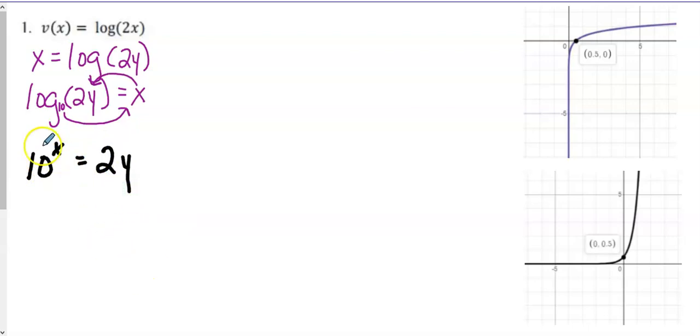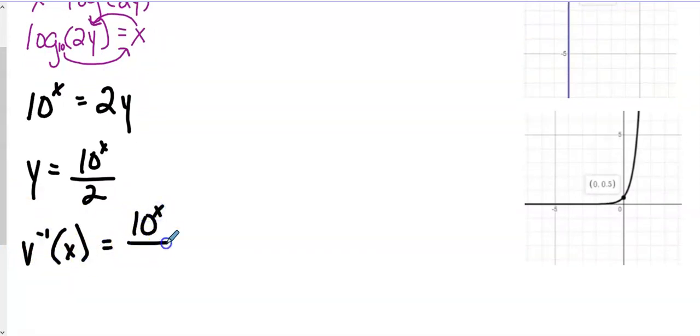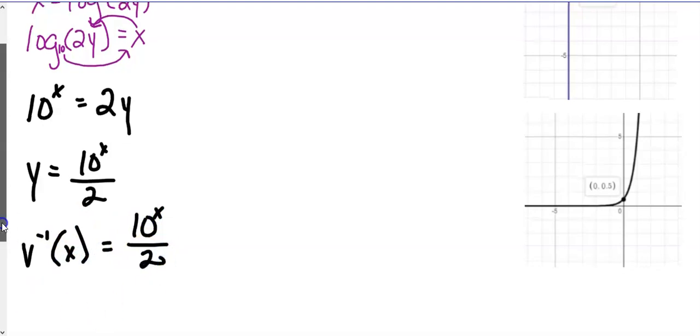Now we talked about the fact that when there's an unknown in the exponent, you can't solve for that exponent. But I'm solving for y this time. So I can solve for y and keep that x right there. I'm just going to divide by 2. So y is going to equal 10 to the x power over 2. So that's the inverse. I just need to rewrite this as the inverse of v of x. Okay, so that's my inverse function.